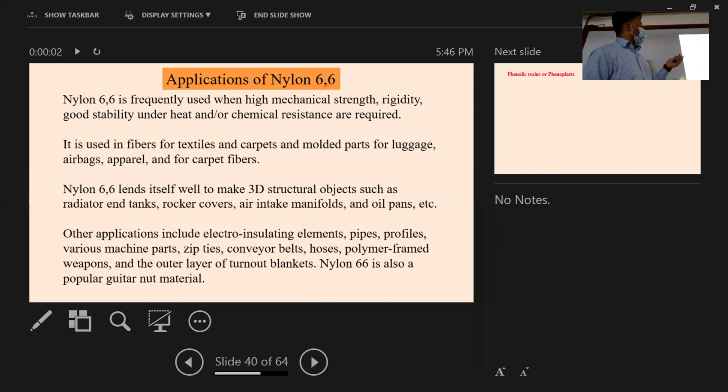Okay, nylon 66 is frequently used when high mechanical strength, rigidity, good stability under heat or chemical resistance are required. If you need very high resistivity or mechanical strength, if you want to tie heavy objects, then you can use the nylon rope. Very good stability under heat.